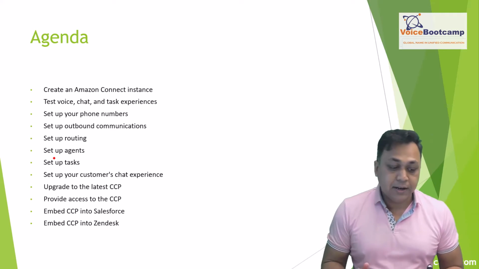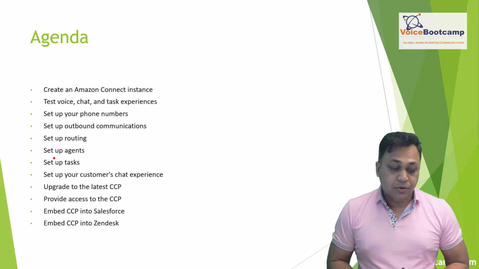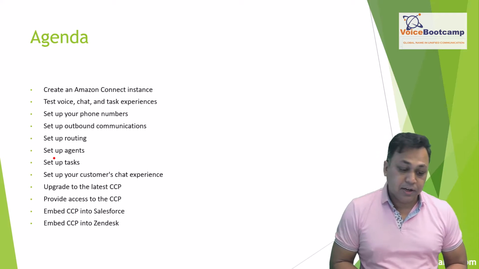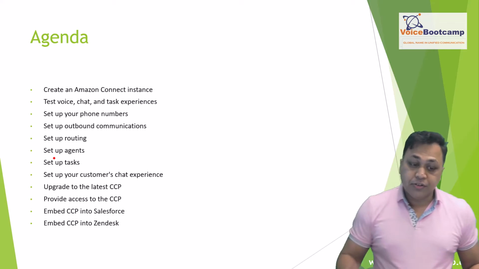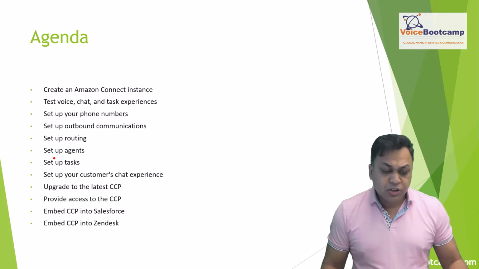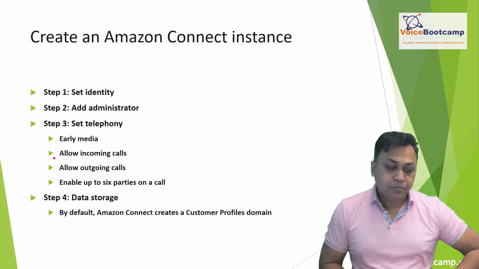We're going to create a very basic contact center, test the voice call, set up your telephone numbers, create any outbound communications to ensure that you can route them. We will set up a very basic routing agent and some of the tasks. So these are some of the stuff that you can do with Amazon Connect per se.